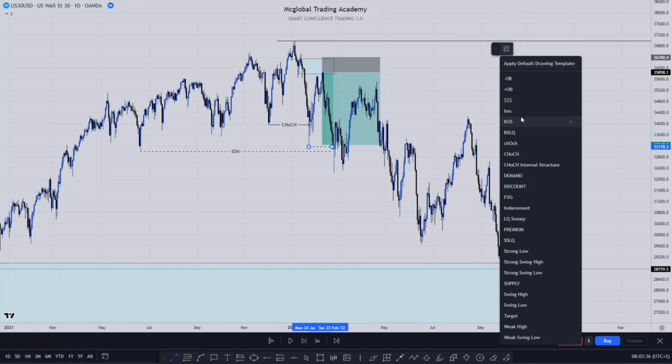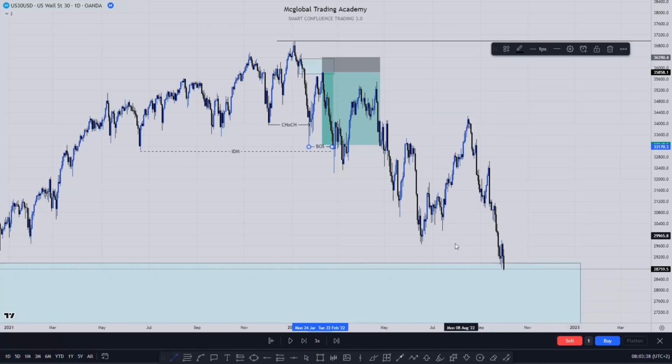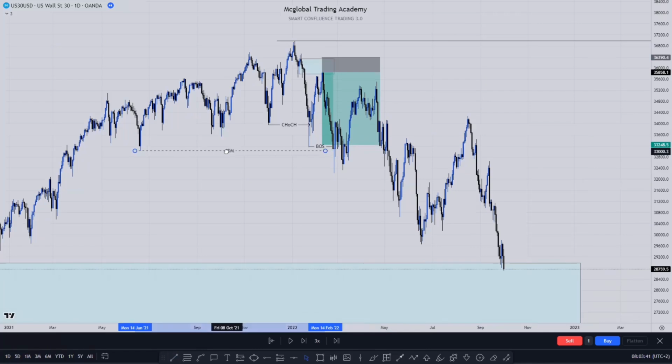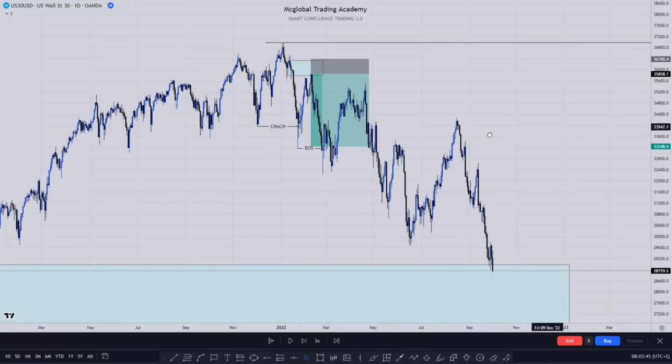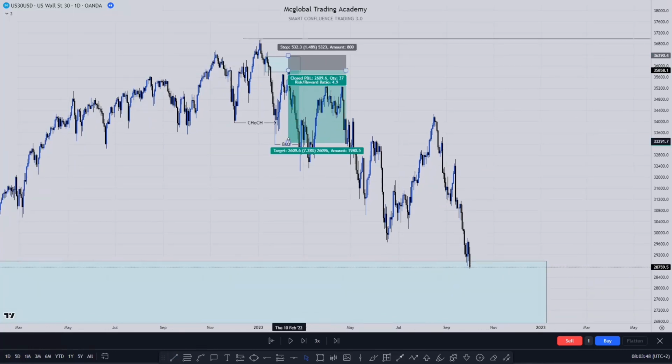So that's where they had a break of structure. So they were now going. This is a weekly inducement, right? This is a weekly inducement. They induced, as you saw. So let me just remove it so that we see things clearly there.